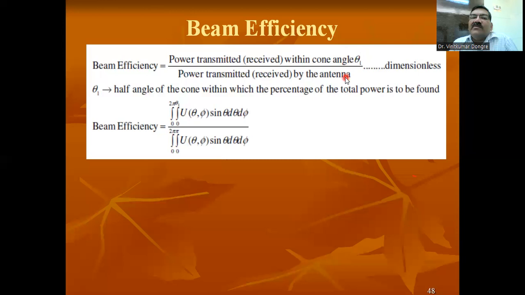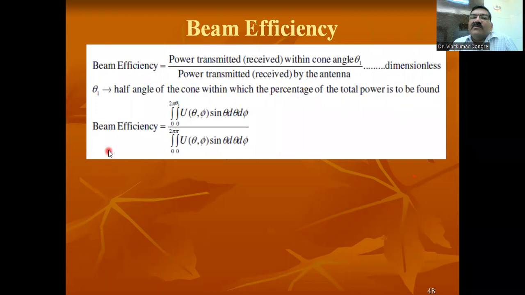Okay. Now, what is this? This is the power transmitted. Now we will see only transmitted at a time, so that the discussion will not be confusing. So, power transmitted within a cone angle. This is the one angle we have taken. Power transmitted in this angle, and power transmitted over the entire angle. So it is again dimensionless. This theta one is the half angle for a cone within which the percentage of the total power is to be found.